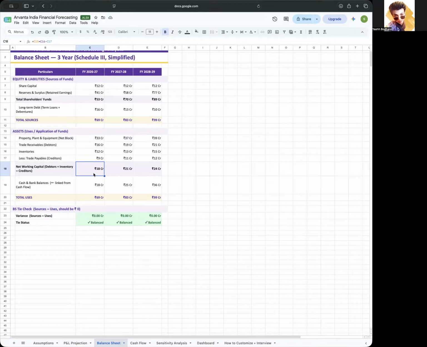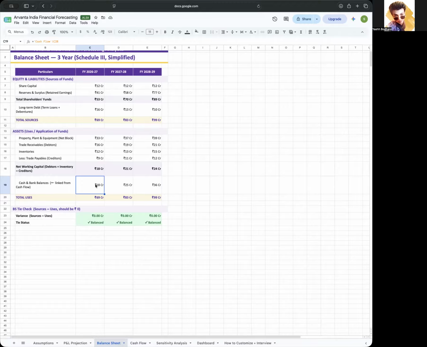Perfect. As you can see, cash is the most liquid asset available to the company. The figure is not manually entered. Instead, it is automatically linked to the cash flow statement. That's why in the formulas we can see the cash flow C28. This demonstrates one of the key principles of three-statement financial modeling. The balance sheet, profit and loss statement, and cash flow statements are fully interconnected.